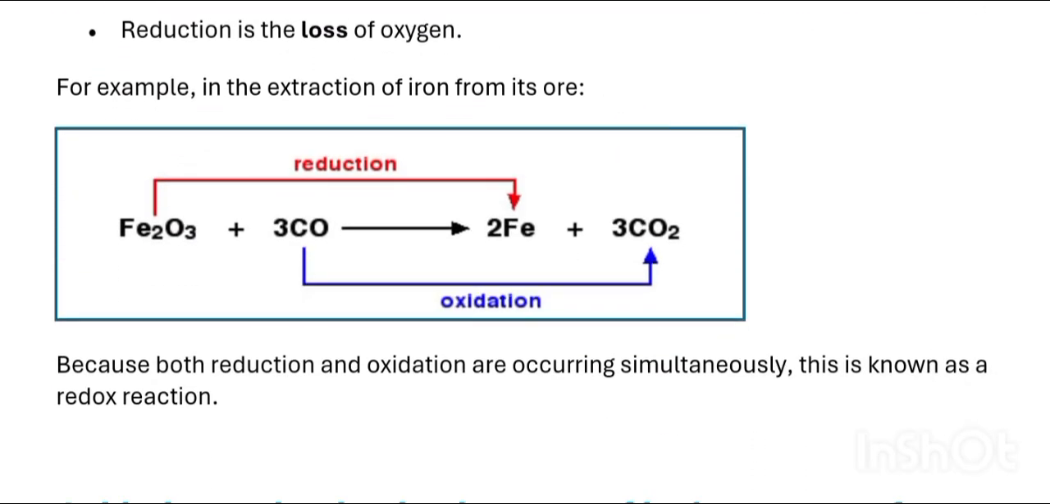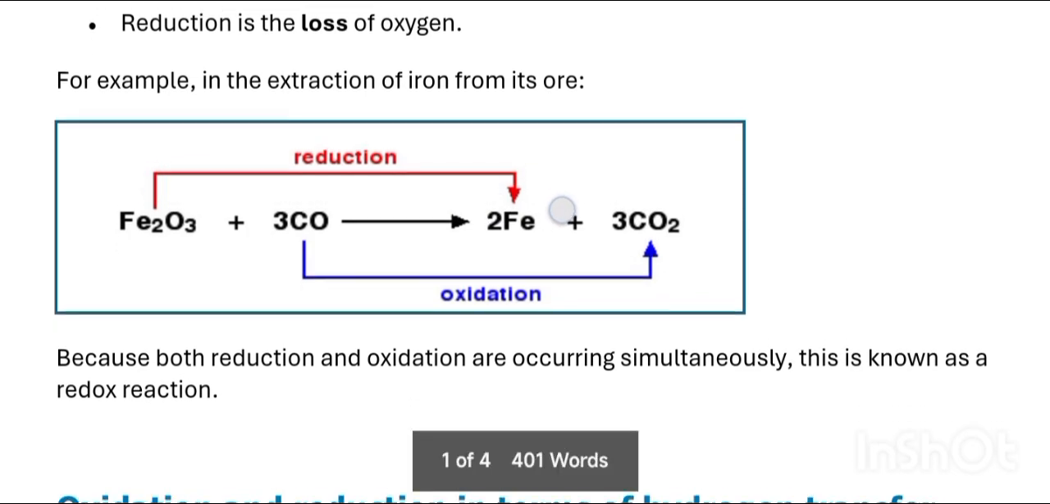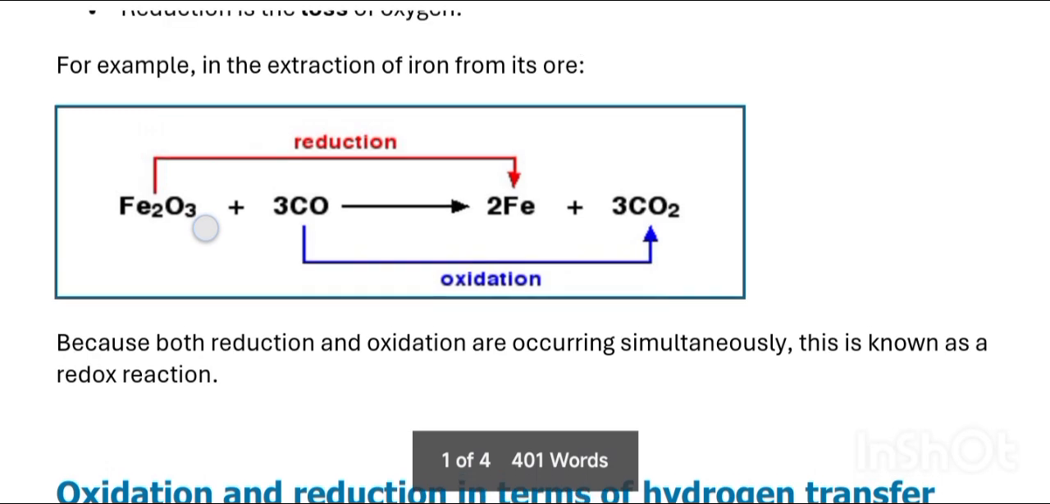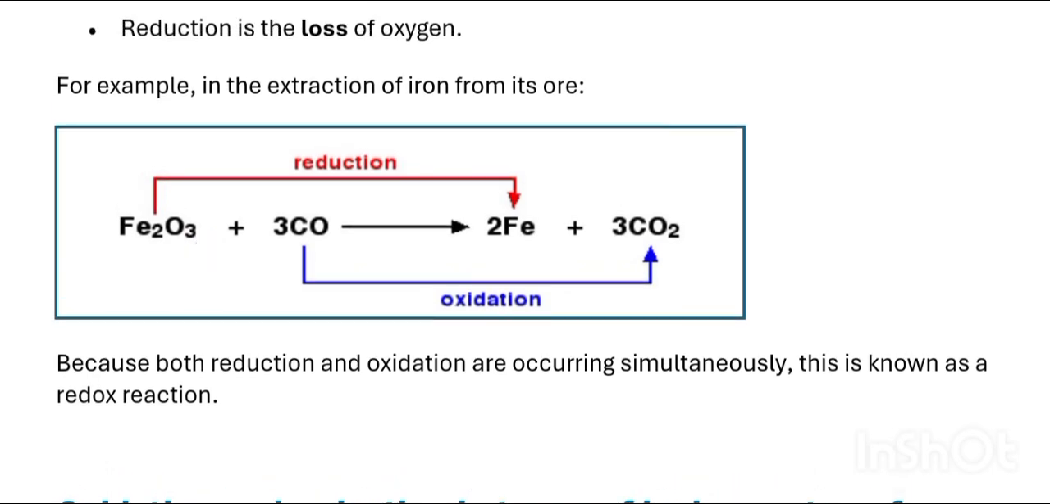For example, in the extraction of iron from its ore, the equation is written Fe2O3 plus 3CO gives 2Fe plus 3CO2. According to this, iron is being reduced with the process of reduction because oxygen is lost in this reaction. In the product there is no oxygen, while in the reactant there is oxygen, so a reduction is the loss of oxygen, so Fe is actually reduced.